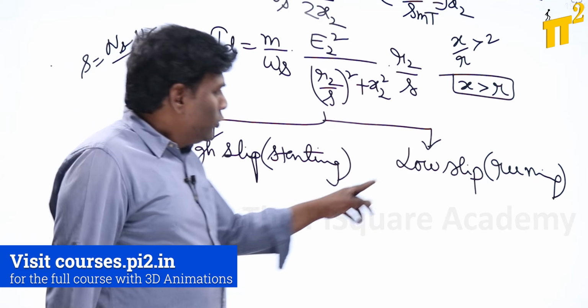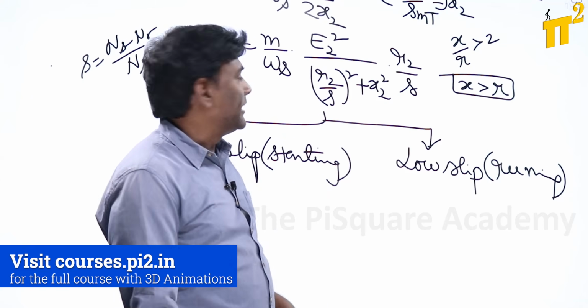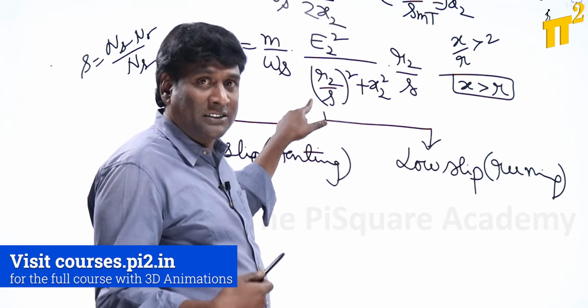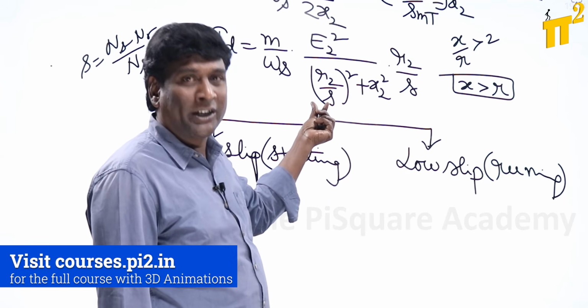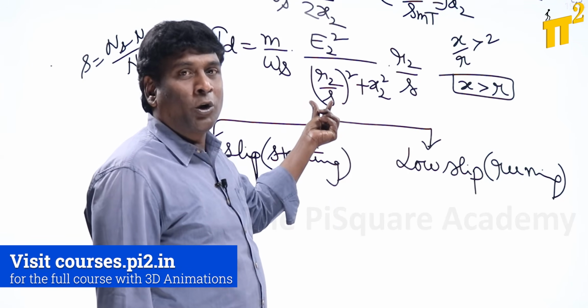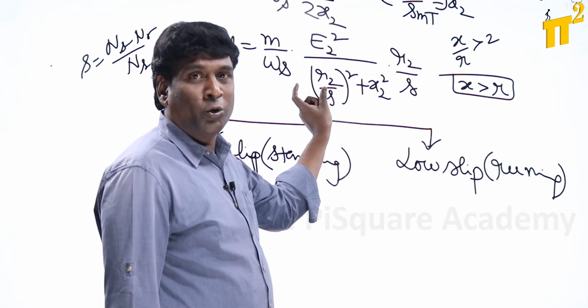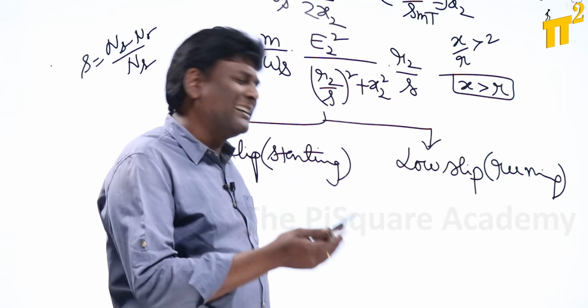In the low slip region, think only of the denominator, don't think of the numerator. If you think of R2 by S in the low slip region, slip is less. For example, slip is 10%, in the sense slip is going to be 0.1. R2 by 0.1 is going to be 10 times R2. So in this case the R2 by S value is going to be more compared to the X2 value. So let us neglect X2.